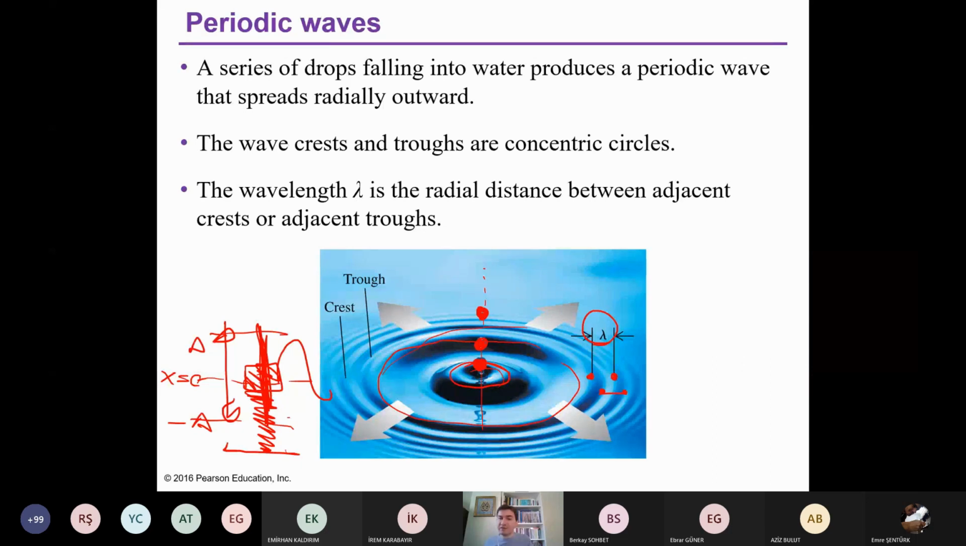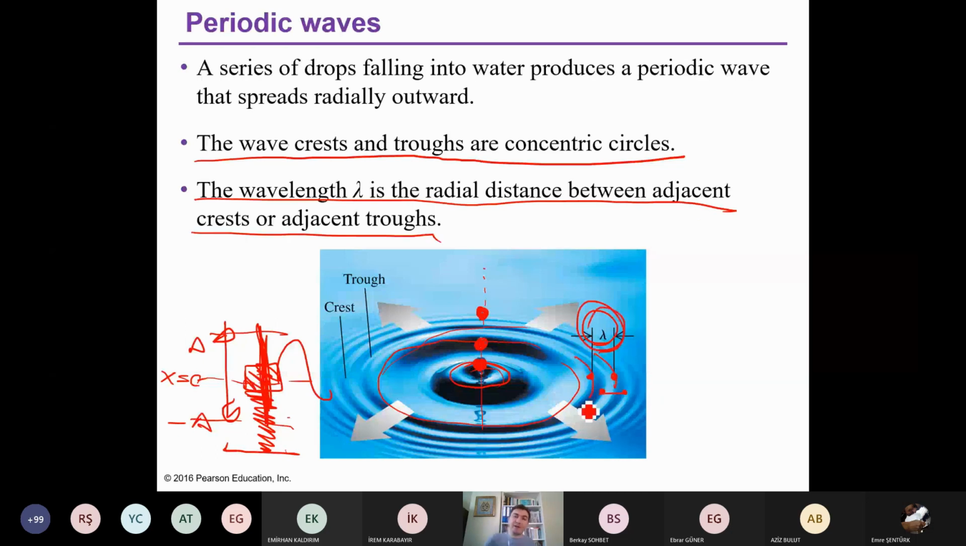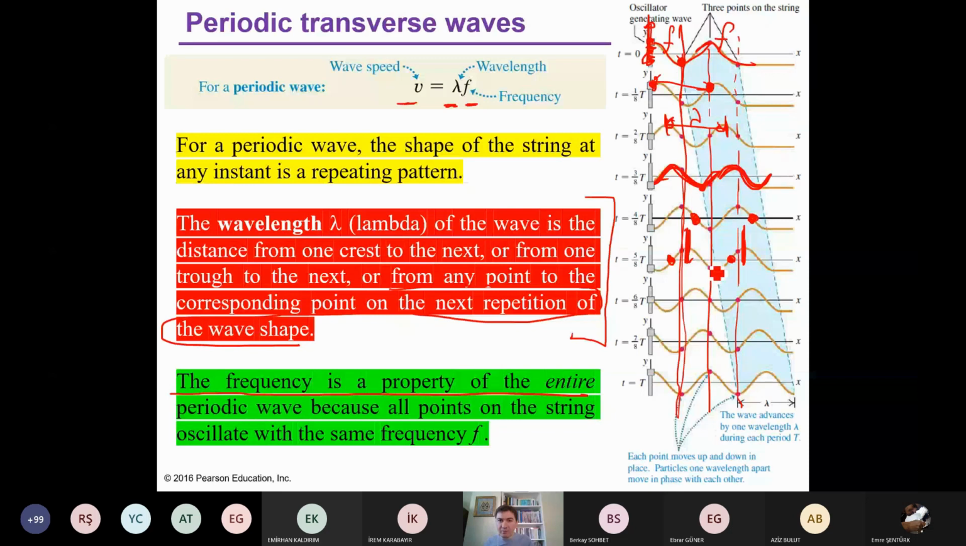So this is the wave in the water, and here we have the wave crests and wave troughs as concentric circles, and the wavelength lambda is the radial distance between adjacent crests or adjacent troughs. Here we have adjacent crests, and this gives us the lambda. Here we have adjacent troughs, this gives us the lambda. Or the repetition of the shape between these points occurs, and this gives us the lambda.